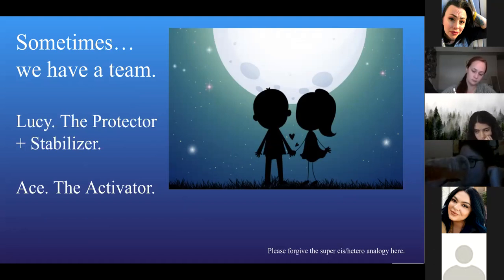So she's the protector of your body. She's a little bit like the hemoglobin. She holds on to the oxygen. She stabilizes it so it can't do any damage. It can't cause that runaway reaction. Ace is the one who starts off this whole thing.